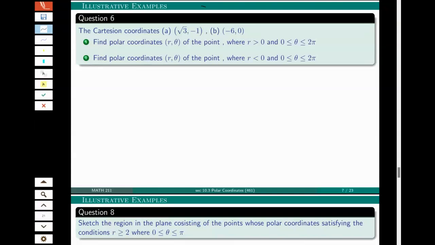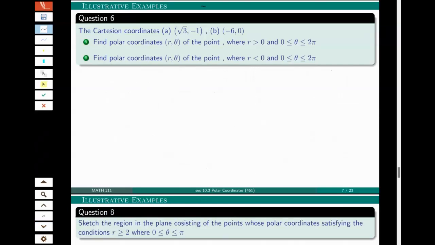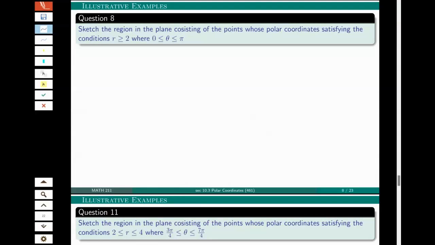Now, find a point with r and beta where r is less than 0. We already found, we solved it in here. I gave negative and positive, so already done.